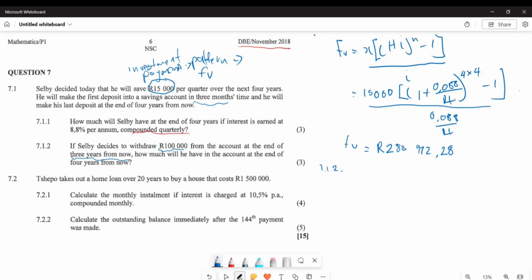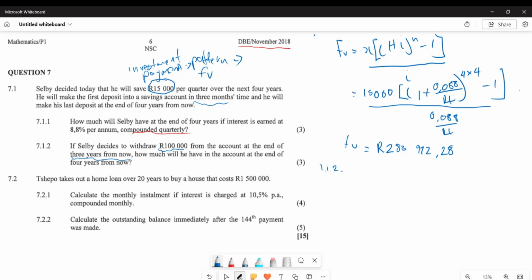Now, look, there are many ways in which we can try and solve this. But one of the best ways is to start by calculating what the amount in the bank will be at the end of your 3-year period, and then we are going to continue from there.